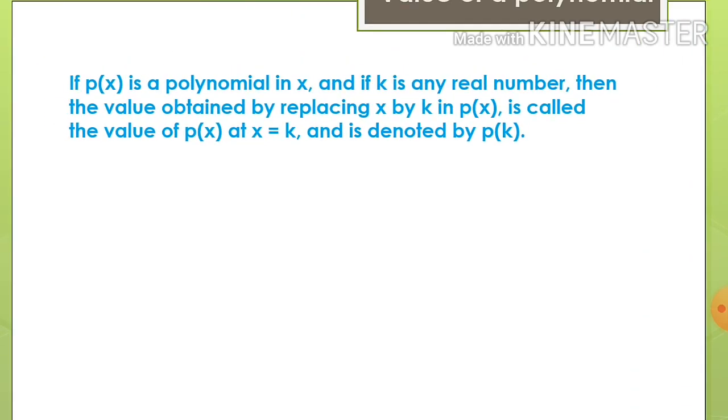If p of x is a polynomial in x and if k is any real number, then the value obtained by replacing x by k in p of x is called the value of p of x at x equal to k and is denoted by p of k. So let us go into the definition in detail.